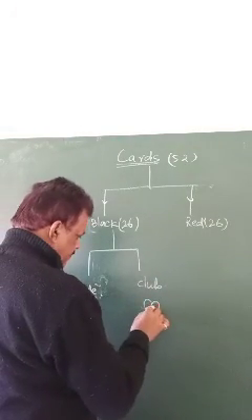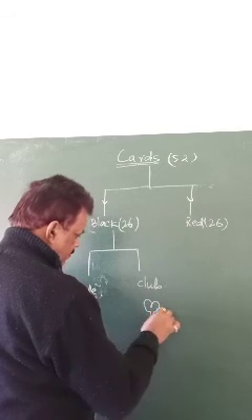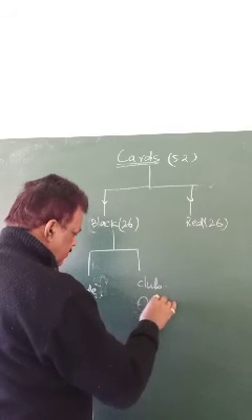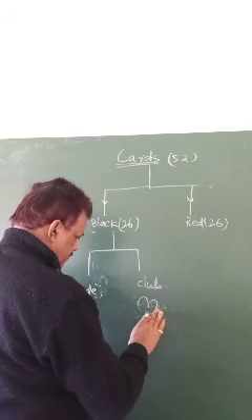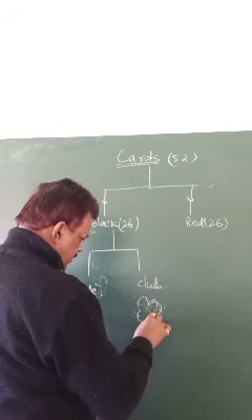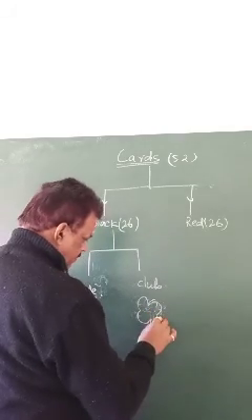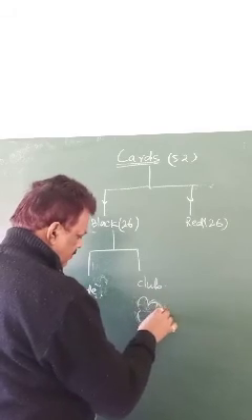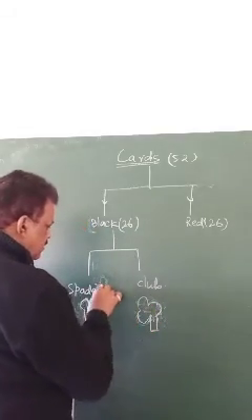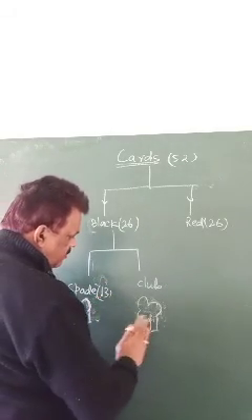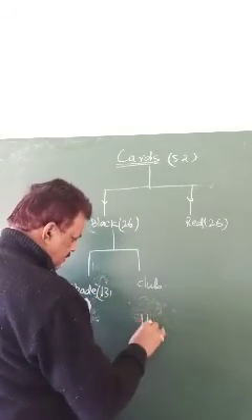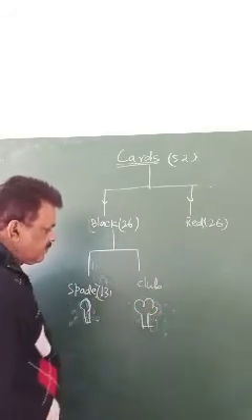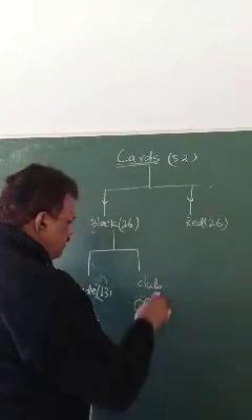Claw, 3 are there. 1, 2, 3. Okay. This is 30. Actually, it should be on the top. 1, 2, 3. Okay. 13.